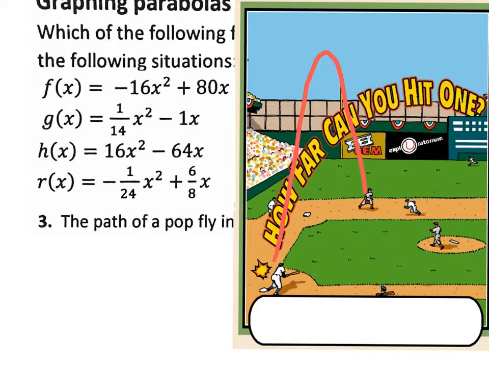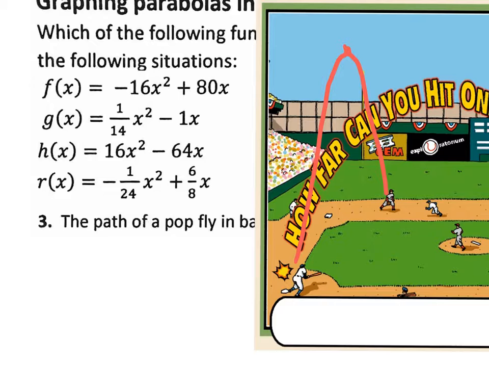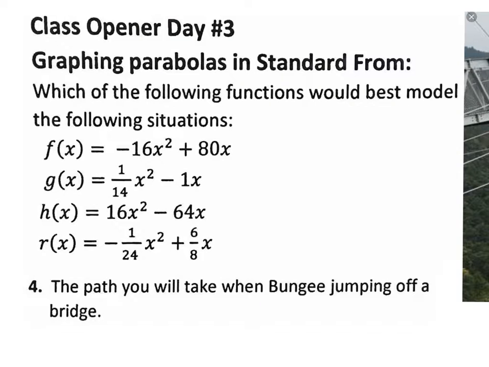Most of the time. So pop fly, like it's pretty narrow. The parabola is pretty narrow. It's opening down. So knowing that, which one of these guys is narrow opening down? Well, it's the f of x function. So that first one. Good job. Okay. So the path of a pop fly would be modeled best by that f of x function. Okay. Let's move on to the last one here. Which one of the following functions would best model number 4 right here, the path you will take when bungee jumping off a bridge?